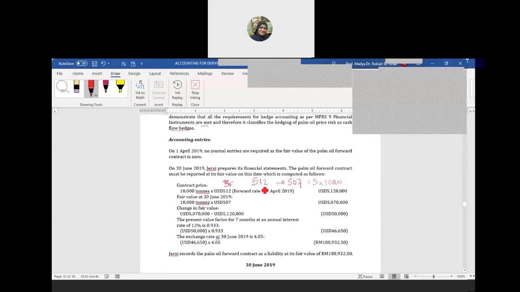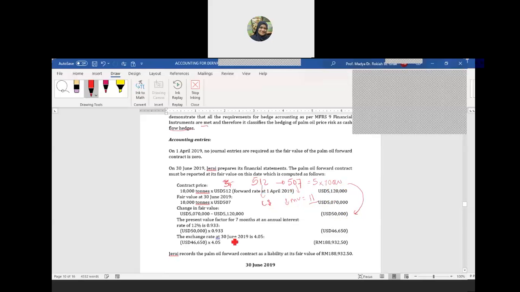Your contract price here is 512. This is your contract price. And now the market value is 507. So a reduction in the market value means that you're going to have a loss. How much is the loss that you have here? The loss is 50,000. That 50,000 is in US dollars.